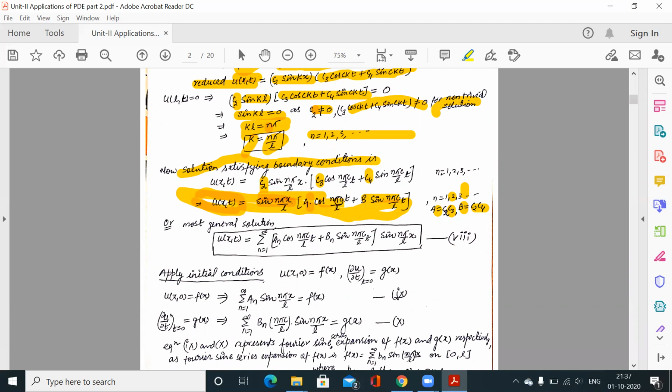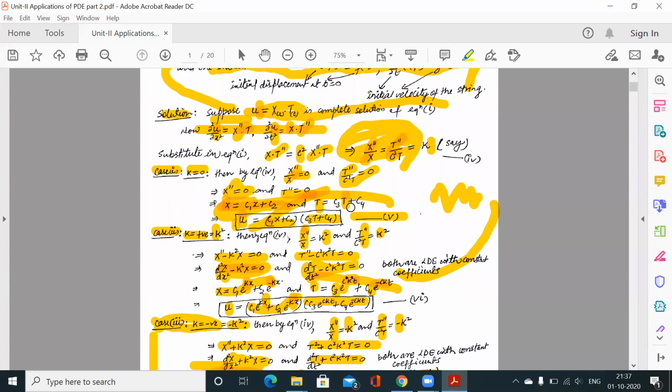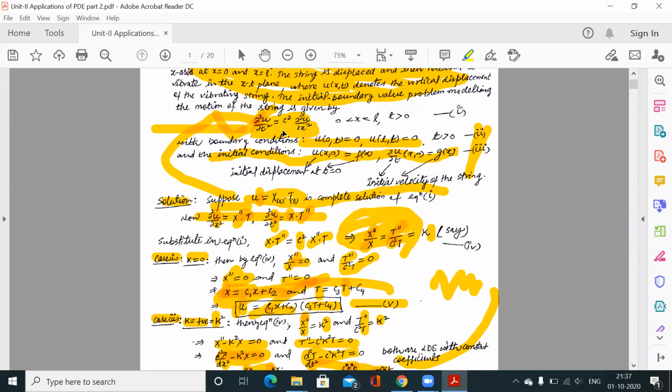And if you remember one property, that if two solutions are there for a differential equation, then their linear combination is also a solution. Suppose y1 is one solution, y2 is another solution. Then we know that y1 plus y2 is a solution, y1 minus y2 is a solution, only for a homogeneous equation, when the right hand part is 0. Here the right hand part is 0 because there is no function of x and t.